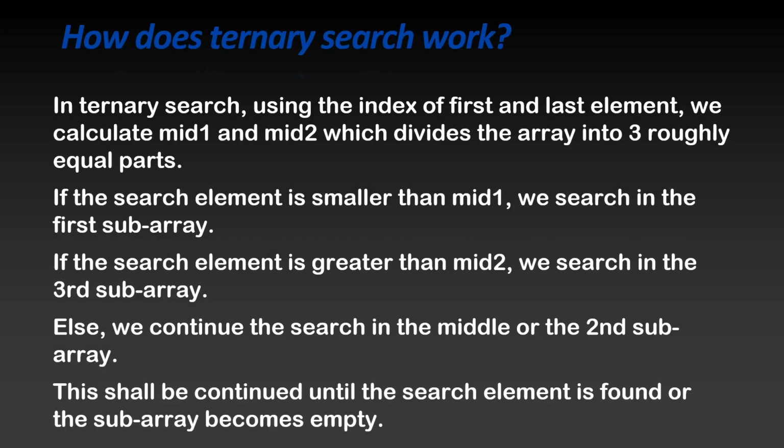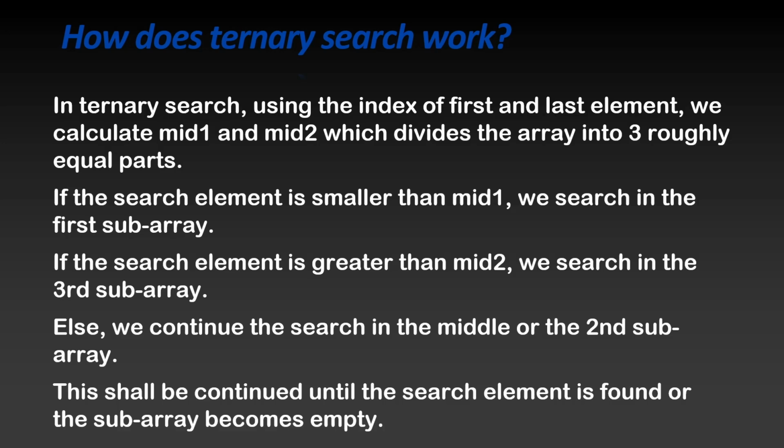So let's look at the working of ternary search. We use the index of the first and last element to calculate mid1 and mid2. Using this, we divide the array into roughly three equal parts. If the element is smaller than mid1, we search in the first subarray. If it's greater than mid2, we search in the third subarray. Otherwise, we continue the search in the second subarray. And we continue until the search element is found or the subarray becomes empty.